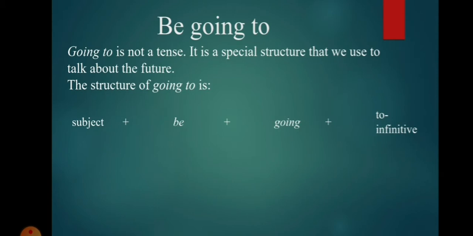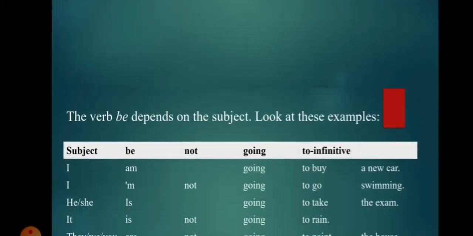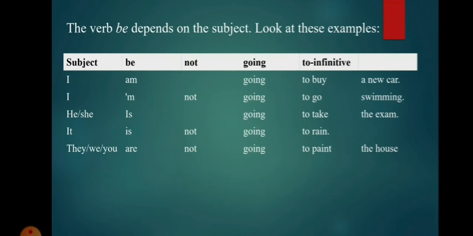So the structure of going to is subject plus be plus going to plus infinitive. The verb be here depends on the subject. For example, if I have a subject like I, it should be followed by am, not is and not are. When I have a subject like he, she or it, it should be followed by is, not am and not are. When I have a subject like they, we, you, it should be followed by are, not am and not is.